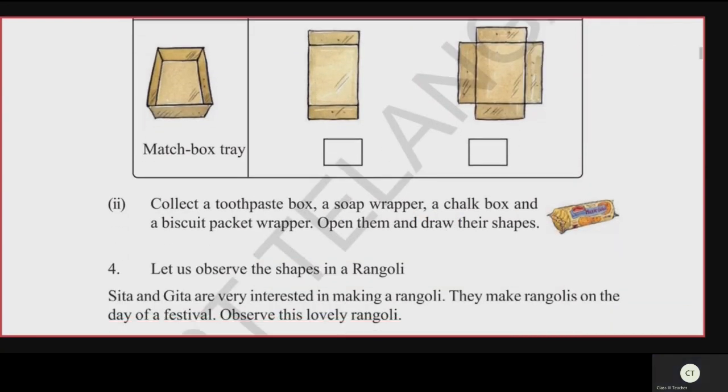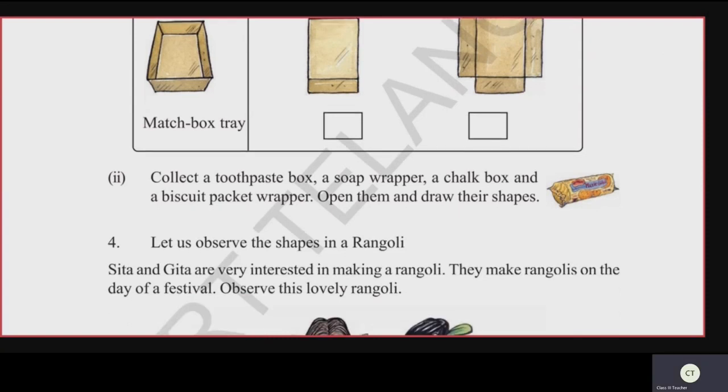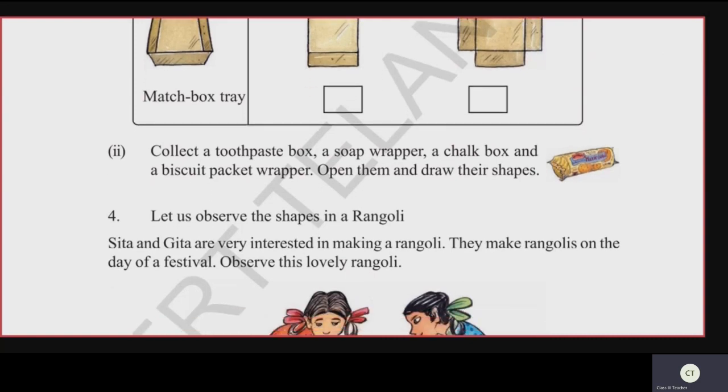Next, here a few activities are given. Collect a toothpaste box, soap wrapper, chalk box and biscuit packet wrapper. Open them and draw their shapes. Okay, this is one activity and you are staying at home only, and you can collect a toothpaste box, soap wrapper, chalk box and biscuit packet wrapper and open them and draw their shapes. Just cut along its outer edge.